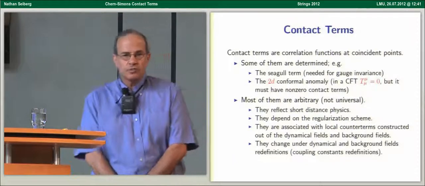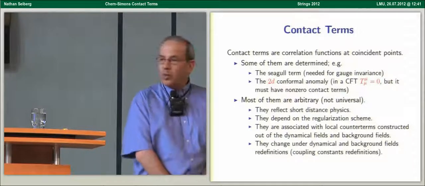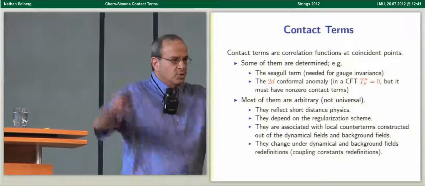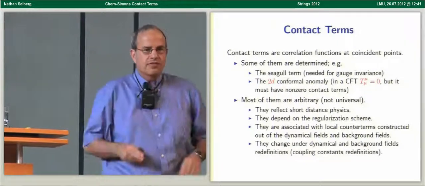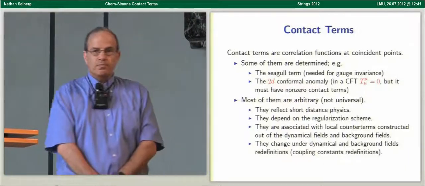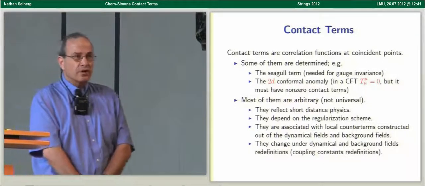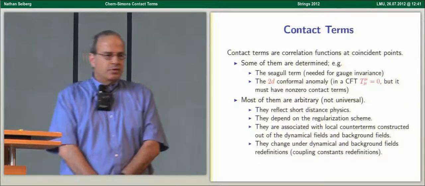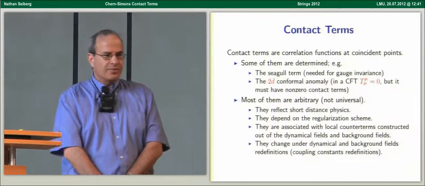So what are contact terms? This is field theory 101. Contact terms are correlation functions at coincident points. We have 2 operators, and there could be a delta function or a derivative of a delta function when they are on top of each other. And they're not discussed very much for one simple reason. They are either completely determined or they're completely arbitrary.